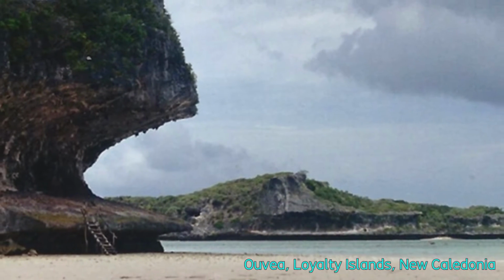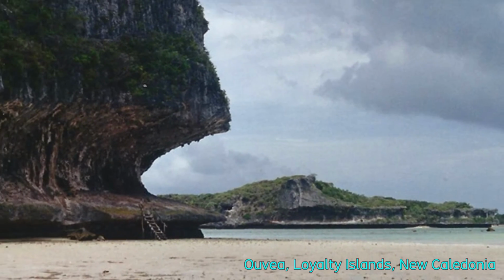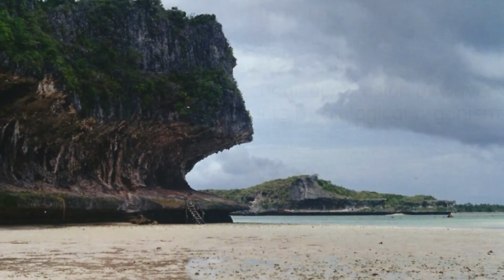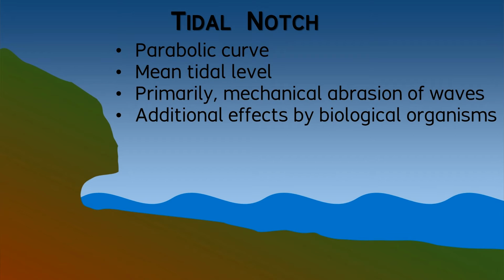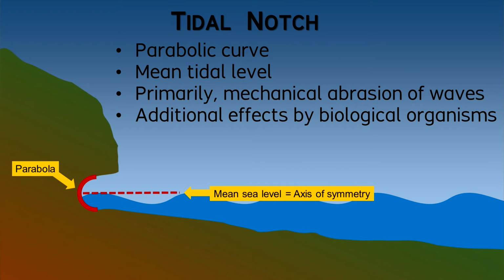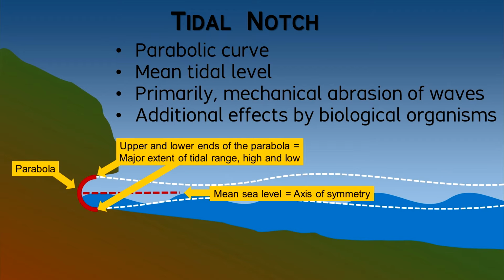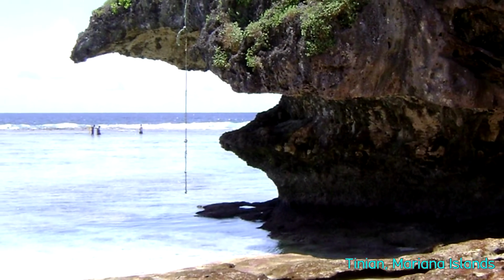Often in coastal areas, you can find the remnants of ancient tidal notches. Through time, the mean tide level will create a classic parabolic curve. These notches are made mostly by mechanical abrasion of waves, and they often are augmented by biological organisms causing further erosion. These tidal notches definitely refer to the positions of ancient sea level.